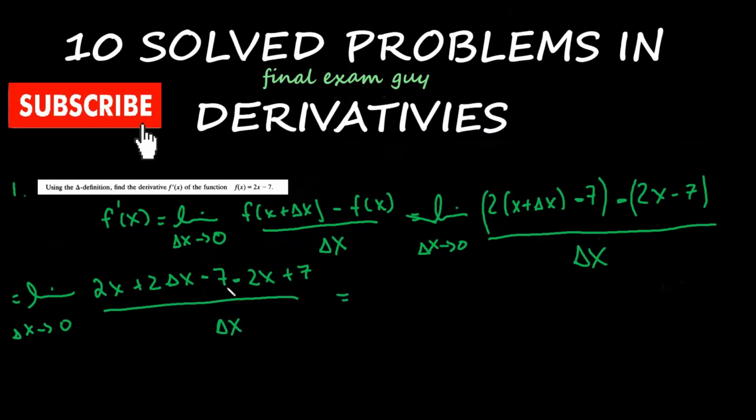So simplifying further, things cancel. We get the limit as delta x approaches 0 of 2 delta x over delta x. That cancels, and we just get 2. That often happens in limit definition problems. Stuff gets canceled out, so you're left with something really simple. All right, so let's move on to the next one.